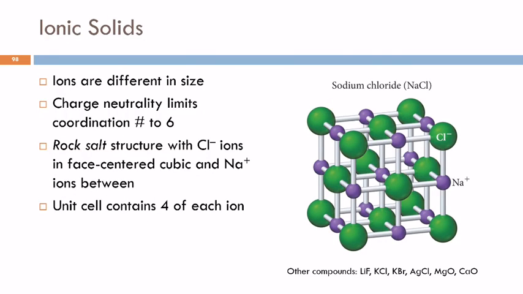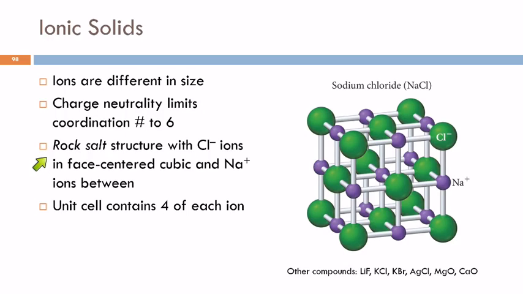Some ionic solids have ions that are very different in size, like sodium chloride. The sodium ion is much smaller than the chloride ion. So because of this, it imposes some limits on the structure. We have to have one cation for every one anion. So we have to have charge neutrality, but our coordination number is limited to 6. It can't do 8.